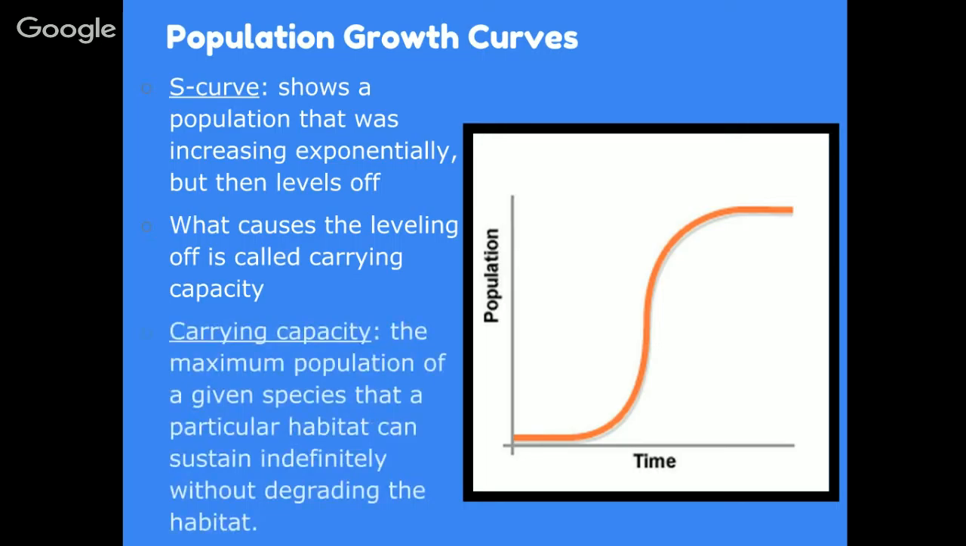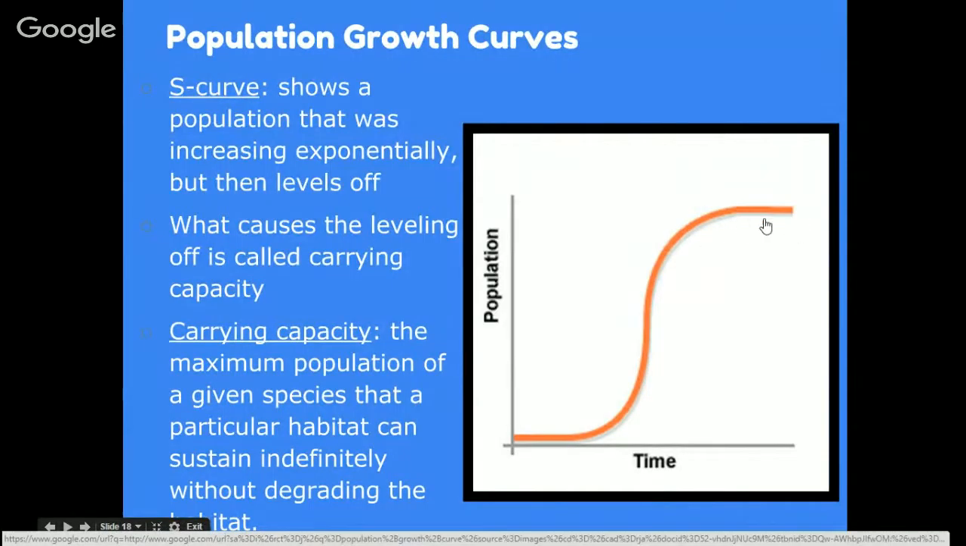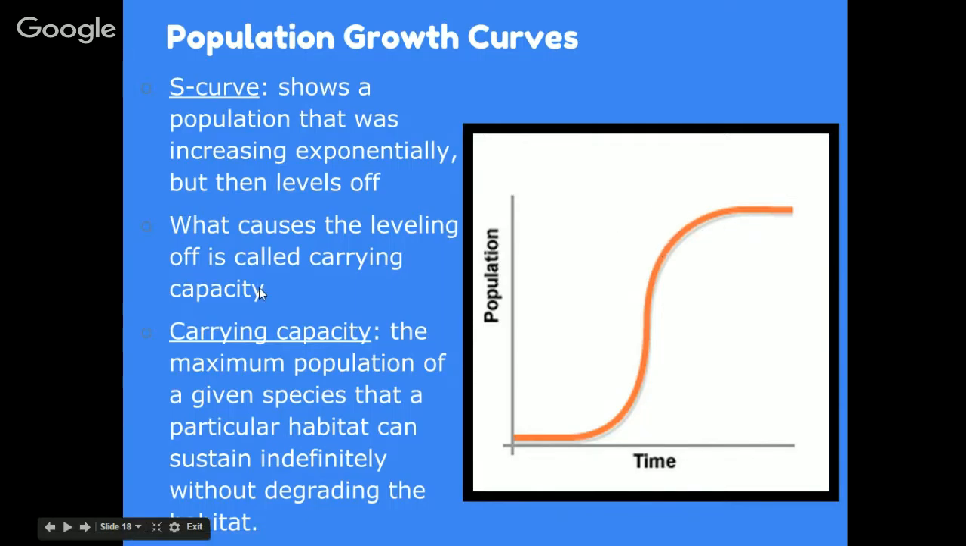So what is carrying capacity? It's the maximum population of a given species that a particular habitat can sustain indefinitely without degrading the habitat. So there are always limits on this exponential population growth. A population may grow and grow if it's healthy and it has the resources it needs, but finally there is generally going to be some one or many limiting resources or limiting factors that are going to basically cause this population to level off at a certain point.